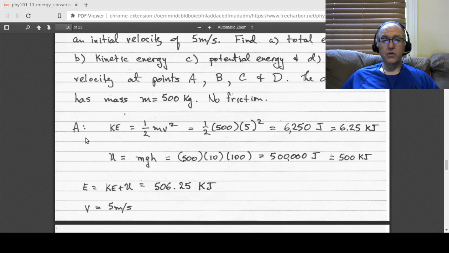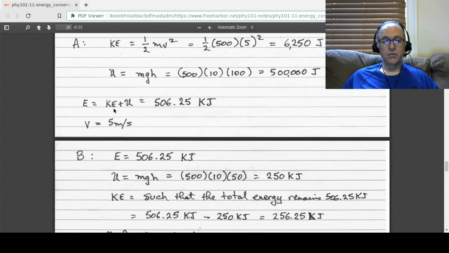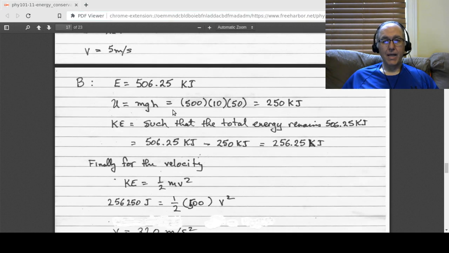Okay, so there's your kinetic energy, there's your potential energy. What's your total energy? The sum of the two. And when you add the two together, you get 506.25 kilojoules. Now just to be complete, I did ask you for the velocity at point A. That's obvious because I gave it to you. I told you that it was 5 meters per second. So at point A, we have all four pieces of information we want: kinetic energy, potential energy, total energy, and the velocity. Great. Let's move on to point B.